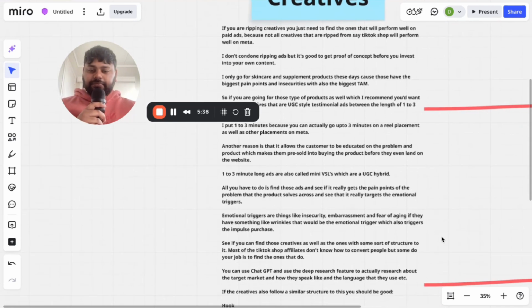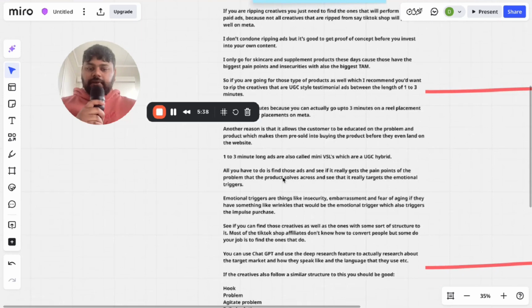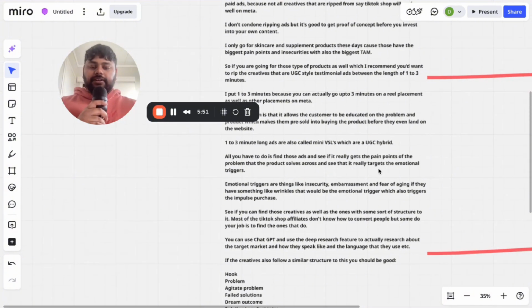So yeah, all you have to do is find those ads and see if it really gets the pain points and the emotional triggers across, and the problem that the product solves, and see that it targets the emotional triggers, right? Emotional triggers are things like insecurity, embarrassment, and fear of aging. If they have something like wrinkles, which can be solved by a skincare product, there'll be an emotional trigger for that, which also triggers the impulse purchase, right? You want to get them in an emotional state to purchase right then and there, and this is what that creates, right?